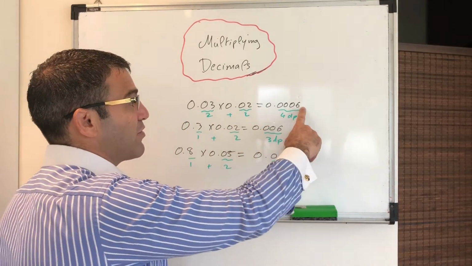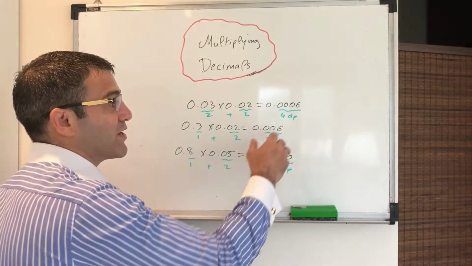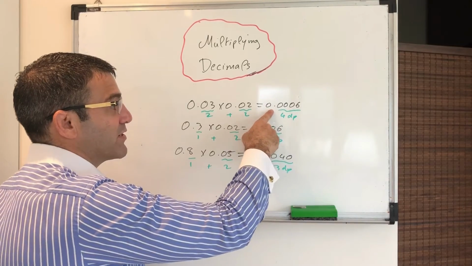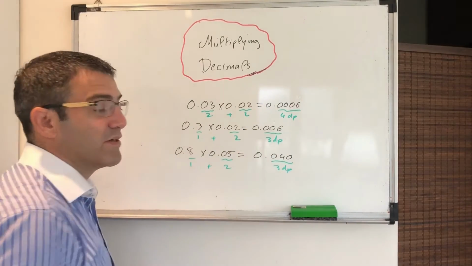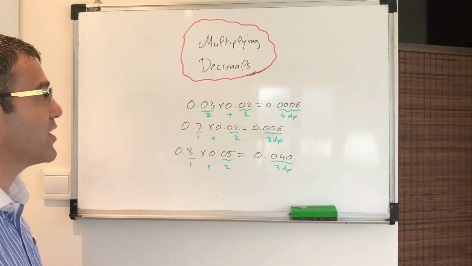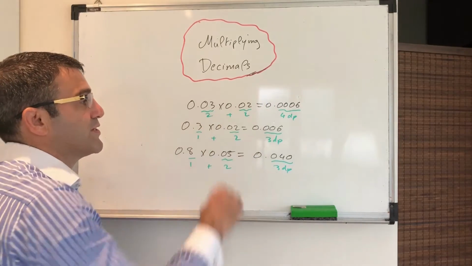So maybe I can start by writing the 6 down and then backtracking to see how many decimal points I get. So I can go 1, 2, 3, 4 and then put my dot here. So there are 4 numbers after the dot, 4 numbers after your decimal point. So that's how you should handle this. 2 decimal points and 2 decimal points will give you 4 decimal points.